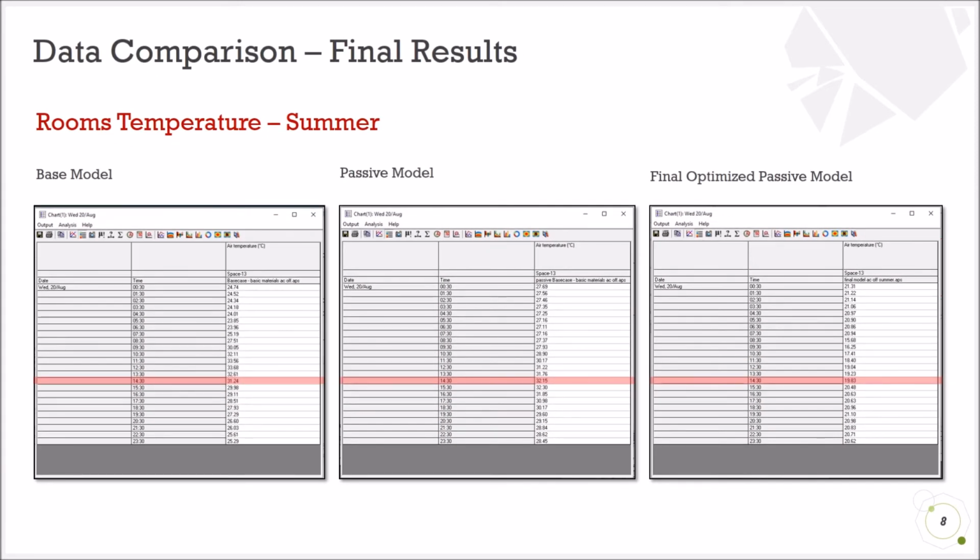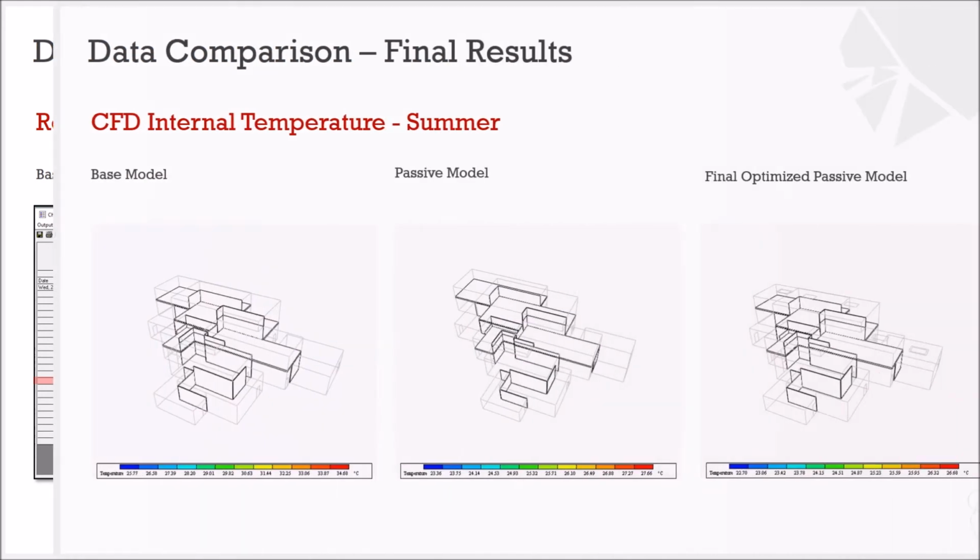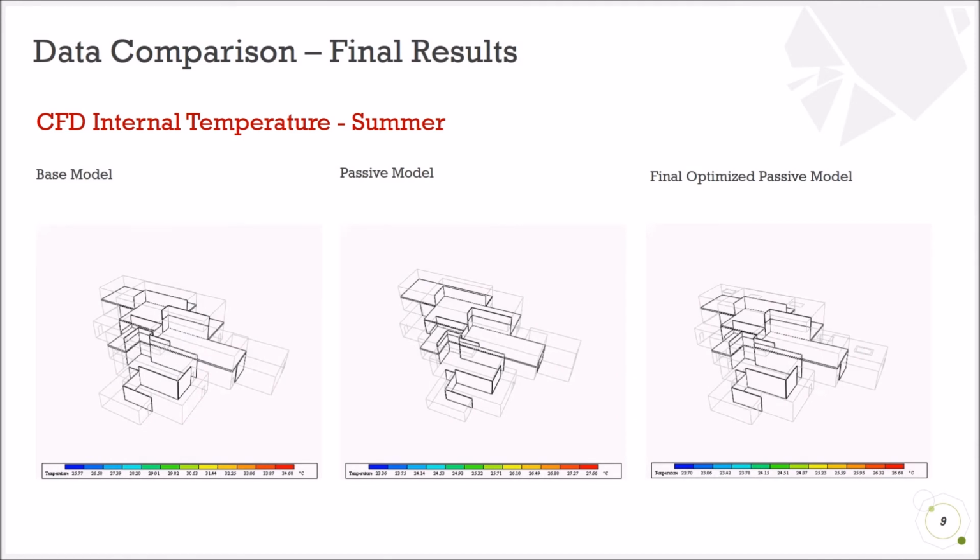Summer season was also investigated, where the temperature dropped from 31 degrees to 20 degrees at the final optimized model at 2:30 in the afternoon. CFD internal temperature simulation also confirmed the finding with a much enhanced and lower temperature in summer at the big blocks.